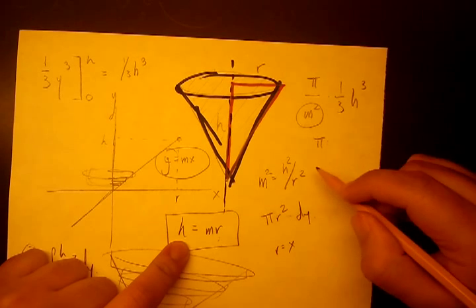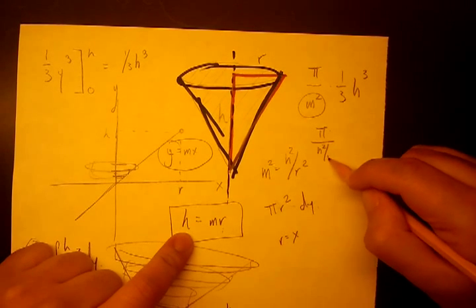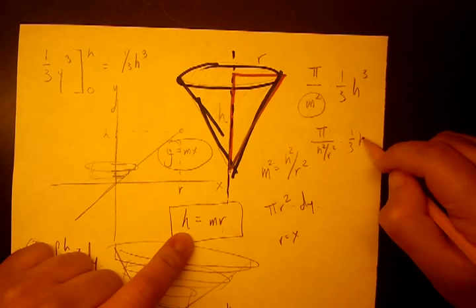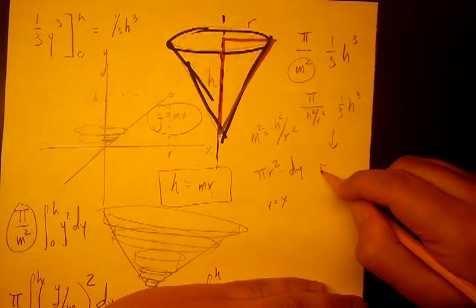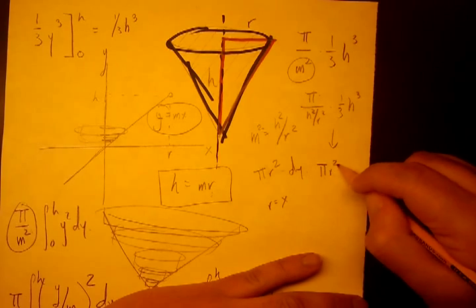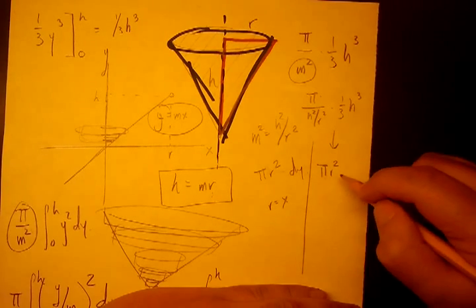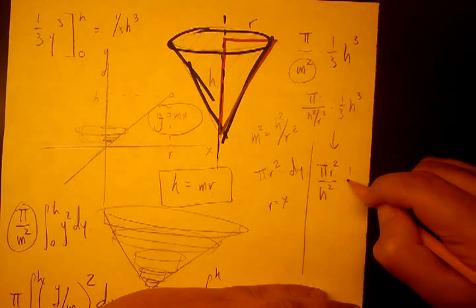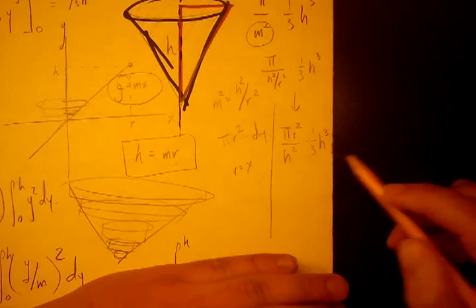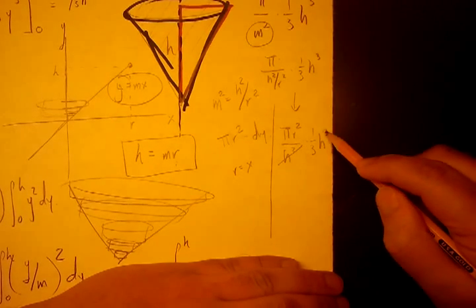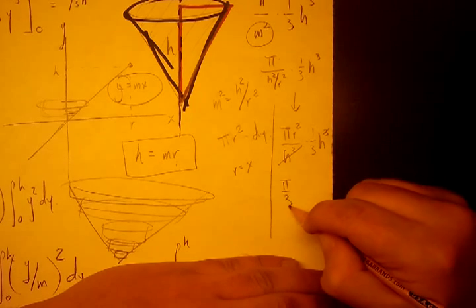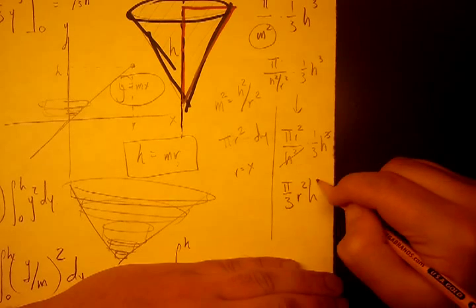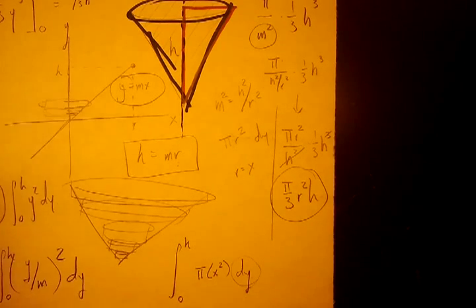So when we divide by h squared over r squared times 1/3 h cubed, that is the same thing as pi r squared over h squared times 1/3 h cubed. And the h squared on the bottom and two of the h's on the top cancel out, so we're left with just h. So in the end we get pi over 3 r squared h, which we know as the equation for the volume of a cone.